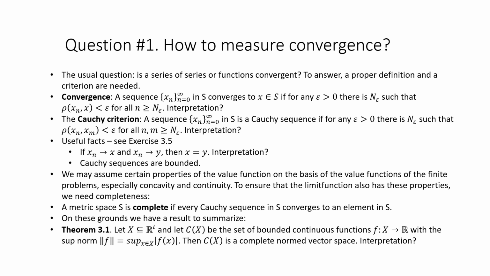This is theorem 3.1. To sum up, the space of bounded continuous functions, this is really instrumental to us. The space of bounded continuous functions is a complete normed vector space. So if we are moving in the space of bounded continuous functions, then we can make sure that any sequence in this space is converging towards a function, towards a point in the same space. So our limiting function is going to be, must be actually, bounded and continuous.